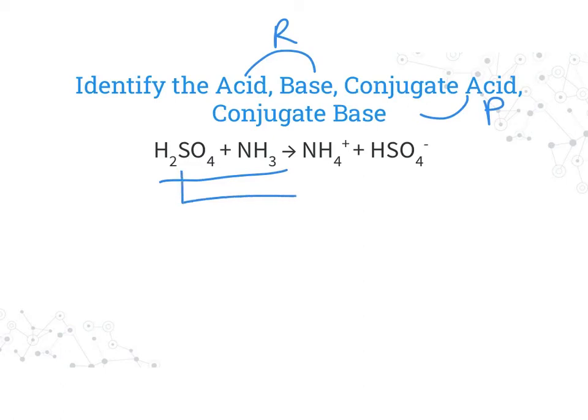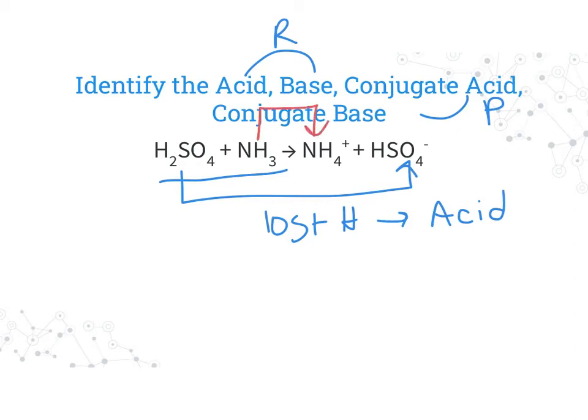So look here, this turns into this. And there's one of two ways. It's either going to lose an H or gain an H. As we can see, it lost an H. Anything that loses an H is always an acid. And we can look over here between these two. This gained an H. Anything that gains an H was a base. So that means that this is my base and this is my acid.